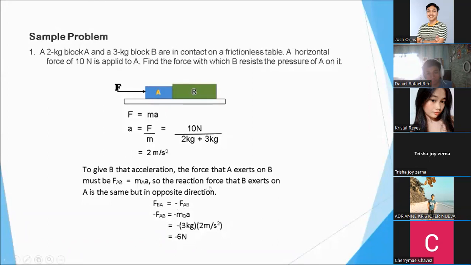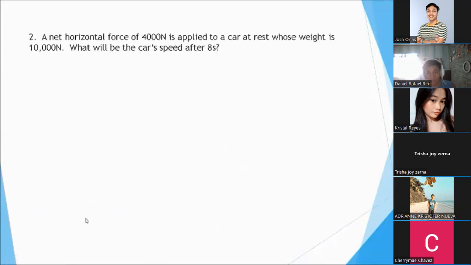So in other words, the action force exerted by block A on B is 6 newtons. Tapos yung B on A is negative 6 newtons, to indicate that it's in the opposite direction. Right? Let's have another example.